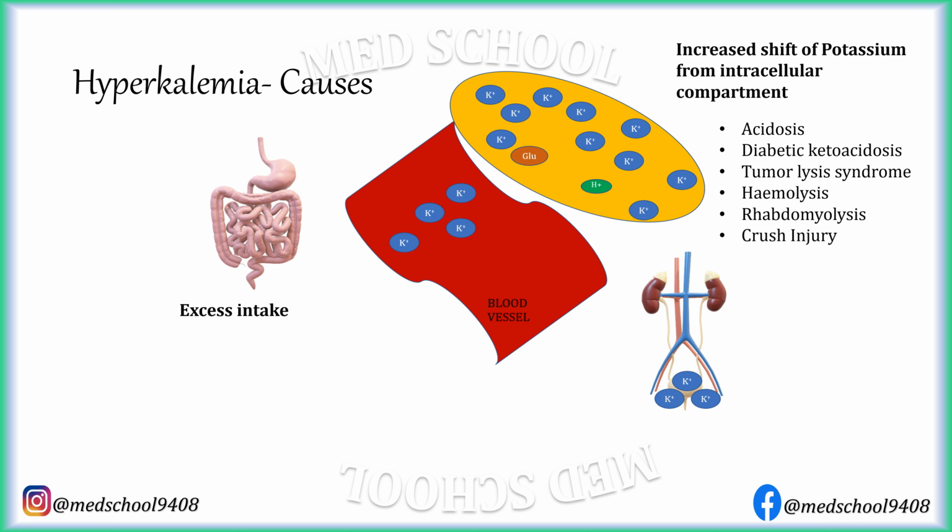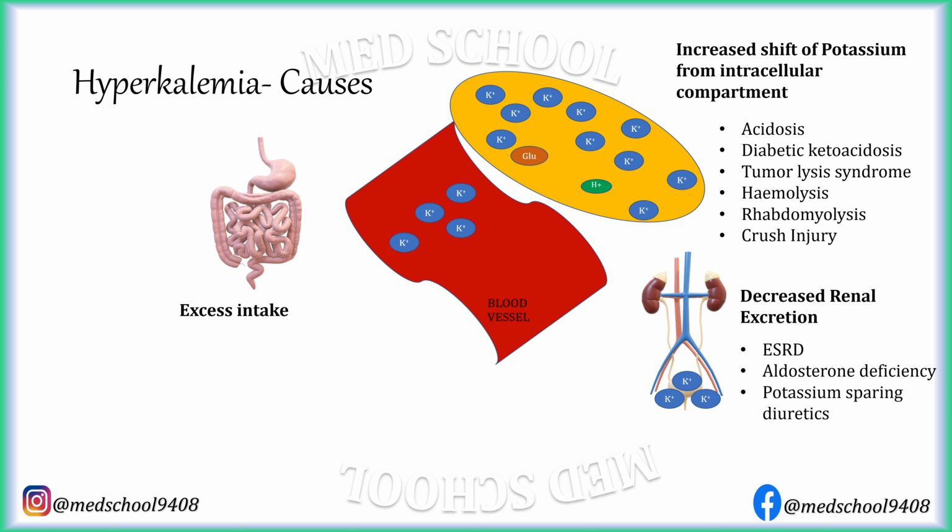Hyperkalemia can also be caused due to decreased renal excretion. This can occur in end-stage renal disease, aldosterone deficiency, potassium-sparing diuretics like spironolactone, or use of other drugs like ACE inhibitor, enalapril, angiotensin II receptor blocker like telmisartan, and NSAID like aceclofenac.